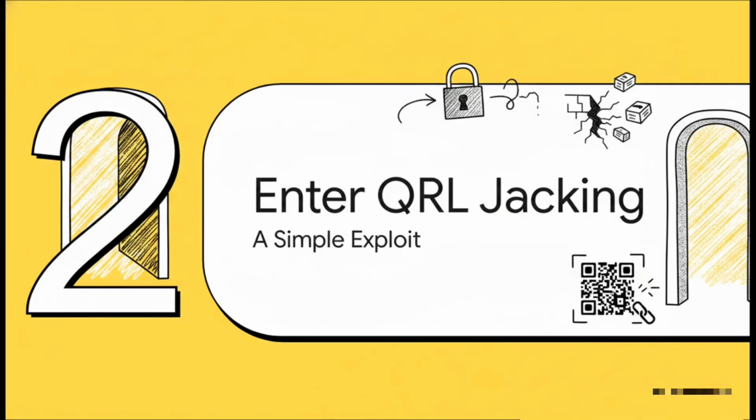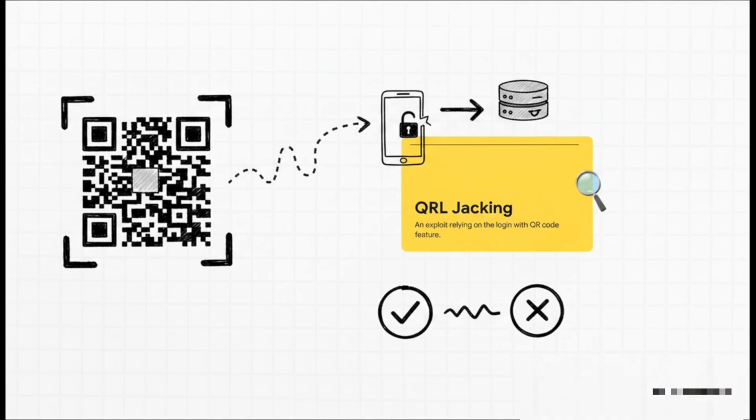Part 2. Enter QRL Jacking. So how exactly does an attacker just walk through that open door? They use what's known as QRL Jacking, which stands for Quick Response Login Jacking. This is actually a recognized vulnerability, officially covered by OWASP. That's the Open Worldwide Application Security Project.